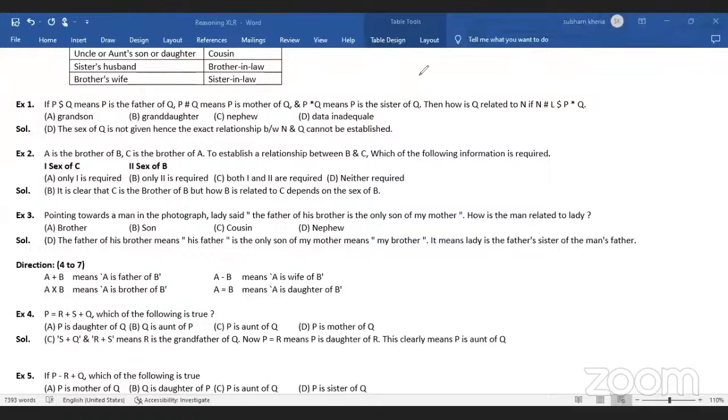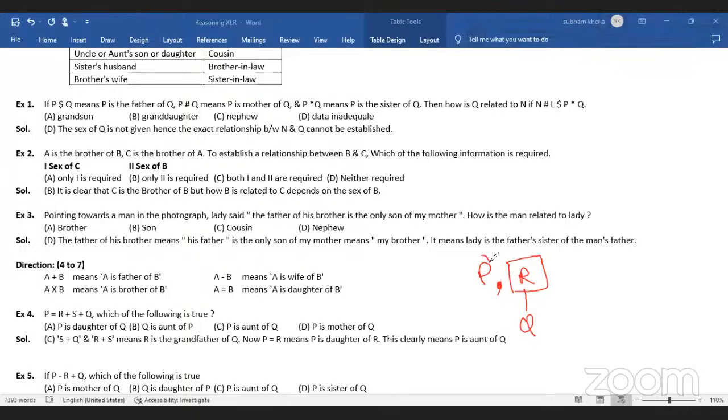It says p minus r. What did I say? Go from the right, don't go from the left. r plus q means r is the father of q, right? And it says p minus r. So p is the wife of r. What did I say? p is the wife of r.